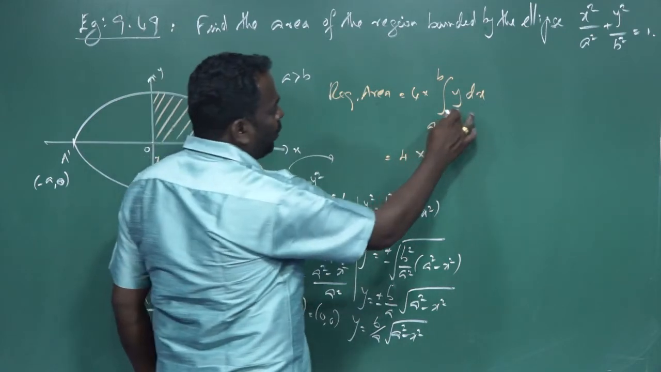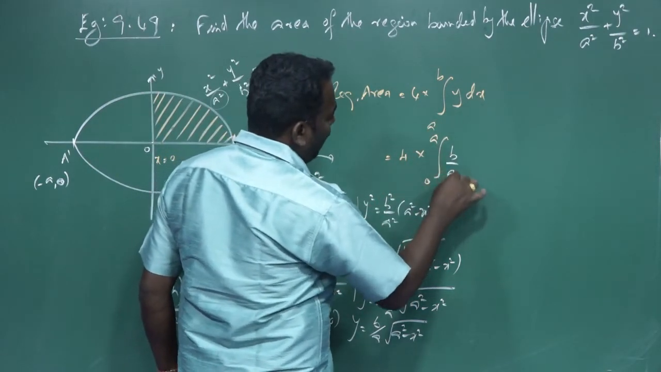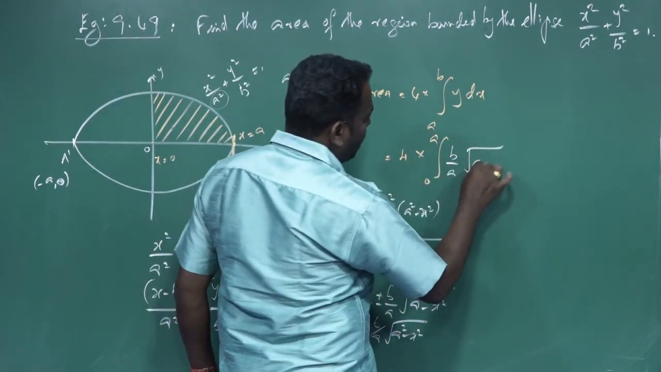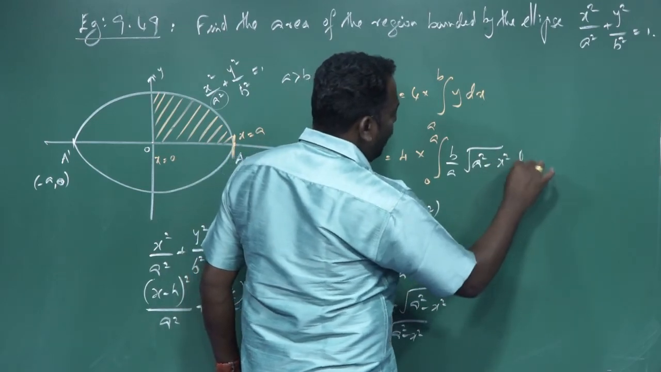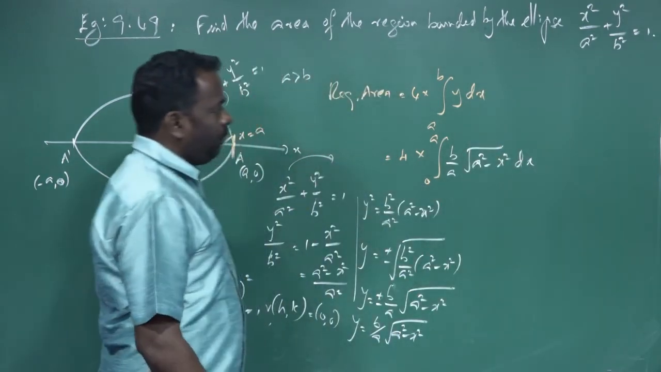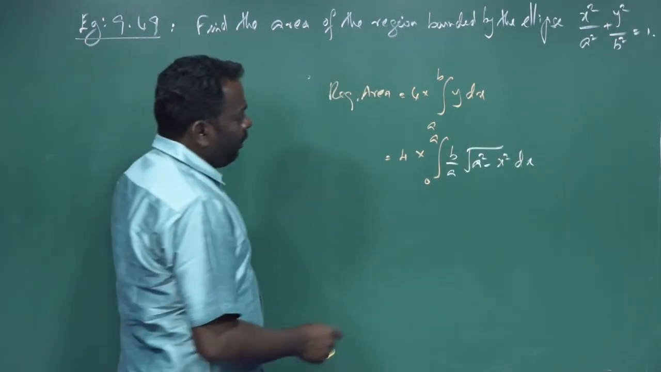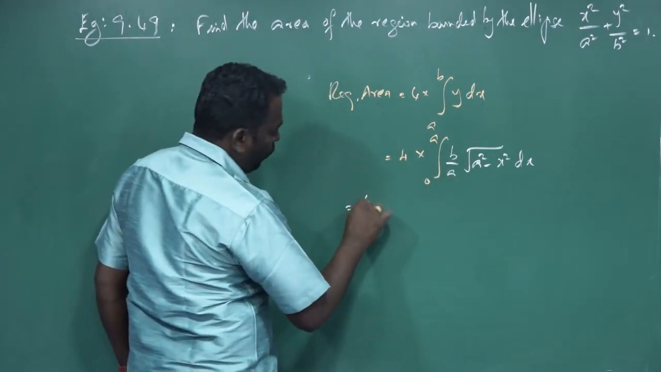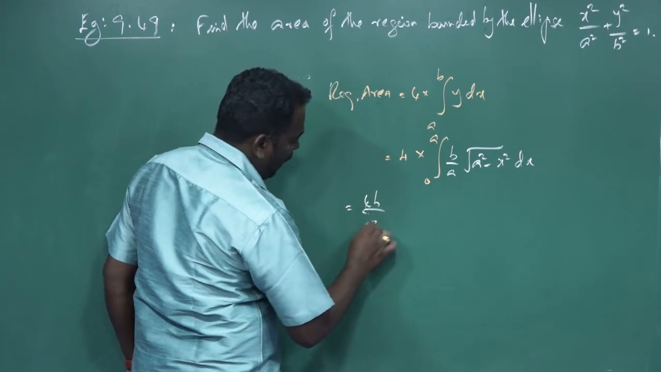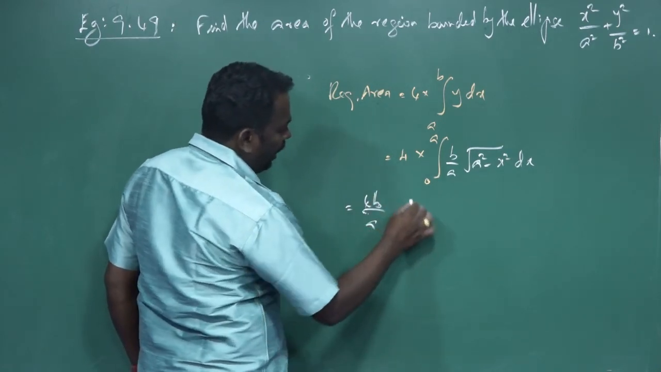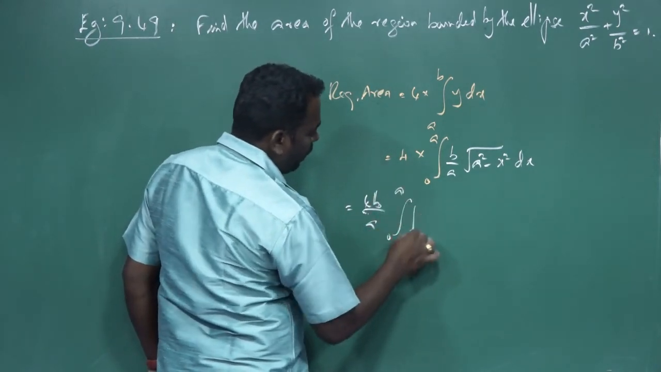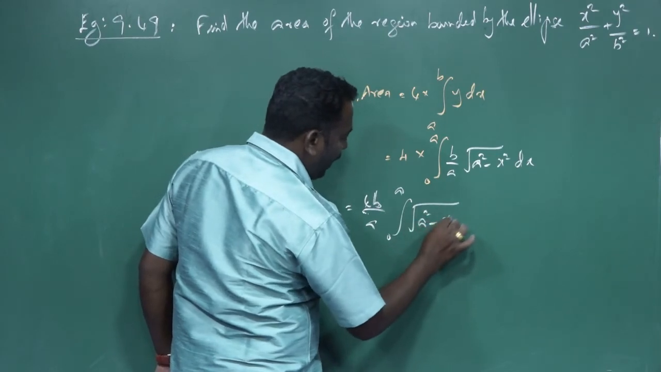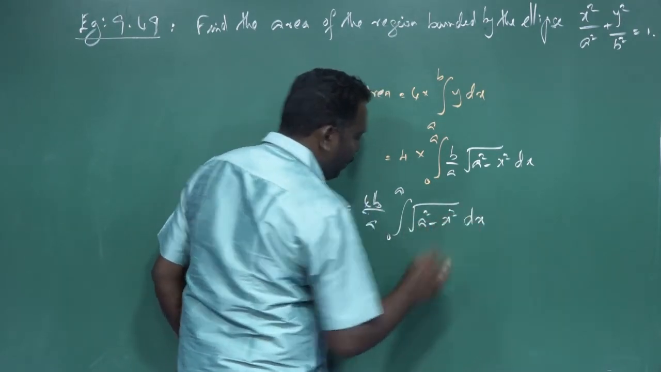Now replace this y value, b by a into the square root of a square minus x square, into dx. Next, we write b by a outside the integral, that is equal to 4b by a, integral 0 to a, the square root of a square minus x square into dx.